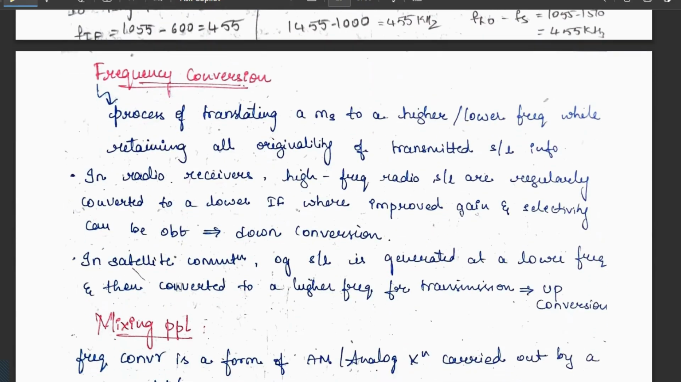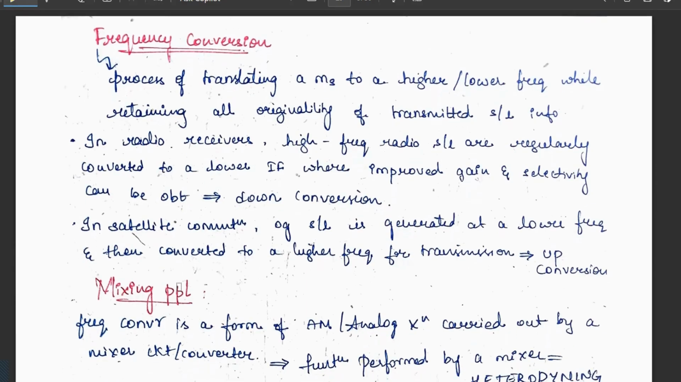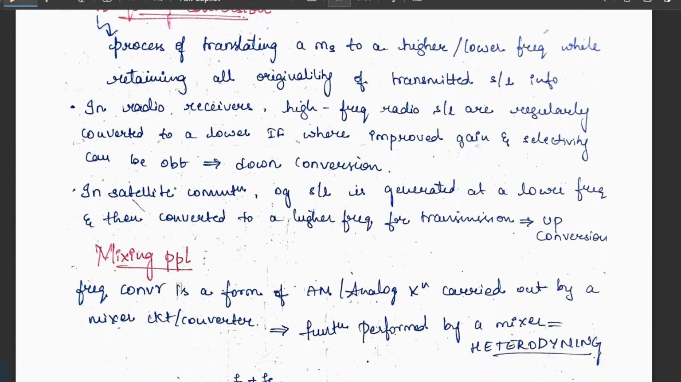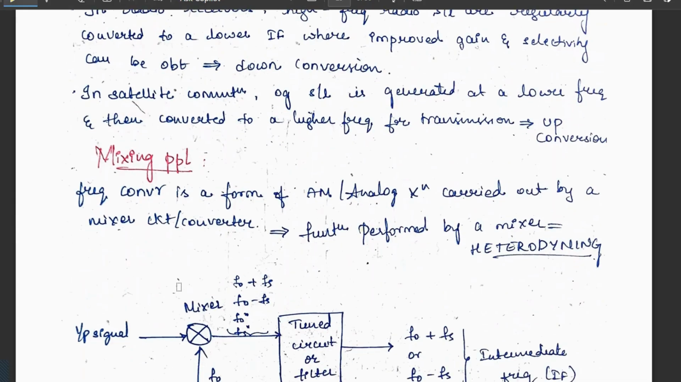Frequency conversion is the process of translating the message signal to a higher or lower frequency while retaining all the originality of the transmitted signal information. In radio receivers, high frequency radio signals are regularly converted to a low IF, where improved gain and selectivity can be obtained. This is down conversion. In satellite communication, the original signal is generated at a lower frequency and then converted to a high frequency for transmission, which is up conversion.